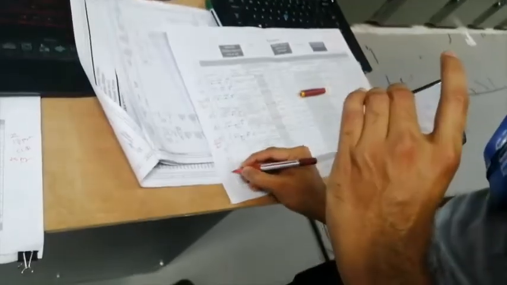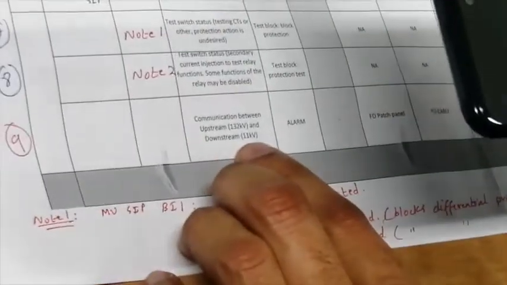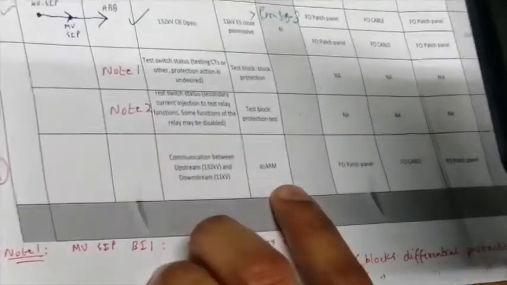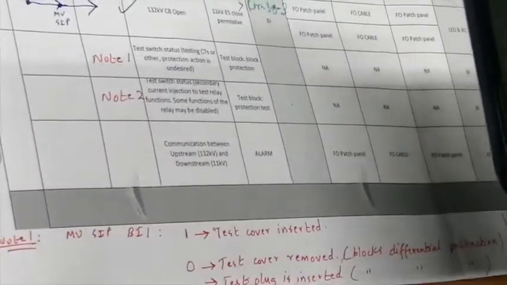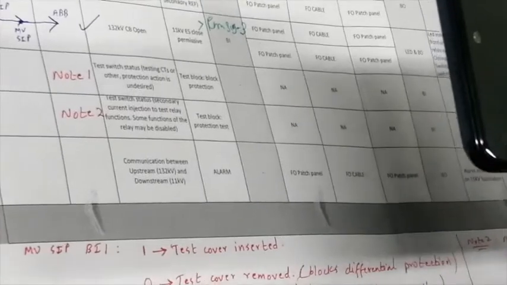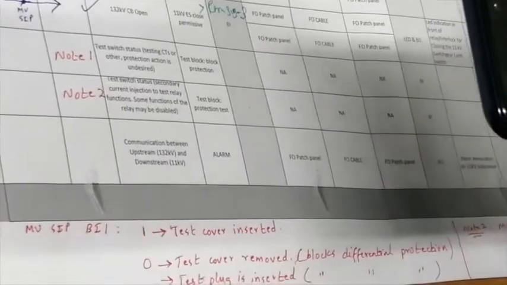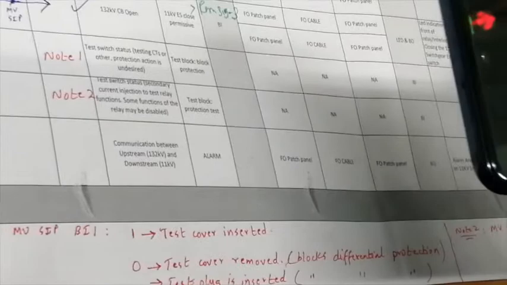So this is the 9th signal now. It is the communication failure, communication between 132 kV and 11 kV. It's related to the fiber optic cable link. If that fails, we will have an alarm. For this, we have configured an LED on the annunciator available on the 11 kV switchgear incomer panel. We will see an LED.